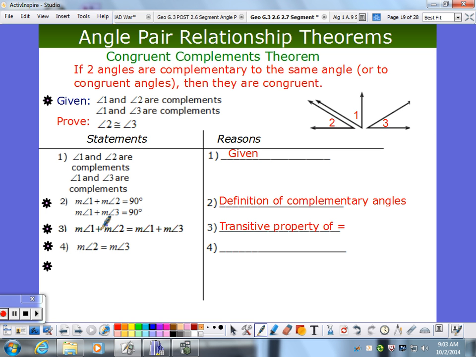So I'm going to subtract the measure of angle 1 from both sides using the subtraction property of equality to get that the measure of angle 2 equals the measure of angle 3. And once I know that the measures of two angles are equal, that means they are congruent because that's the definition of congruence. If the measures are equal, then the angles are congruent. So this one is almost the same proof, except we're working with complementary instead of supplementary.